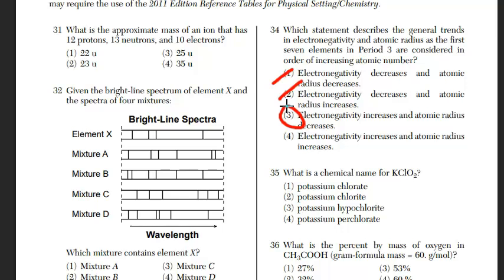Mark everything up. You can always print out new ones or ask your teacher for another set of reference tables. It's very important that you work with them and you also have your calculator handy. With that, let's go to 35.